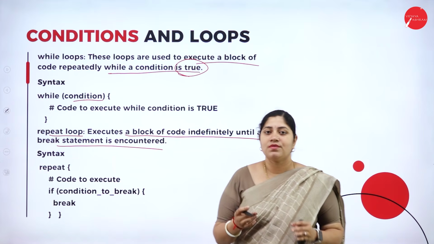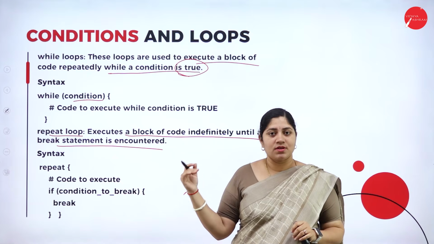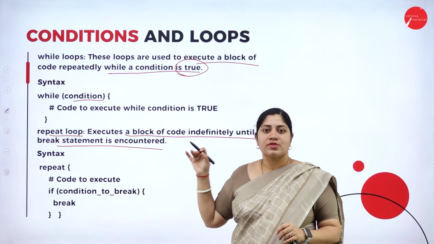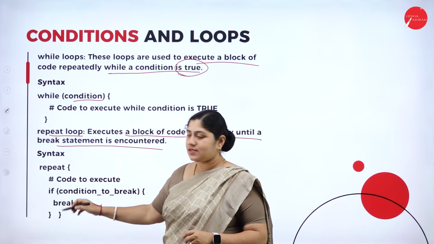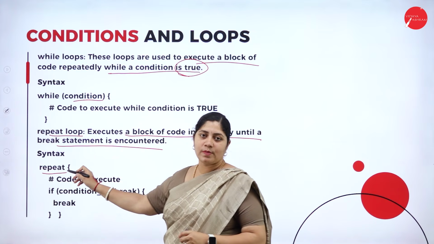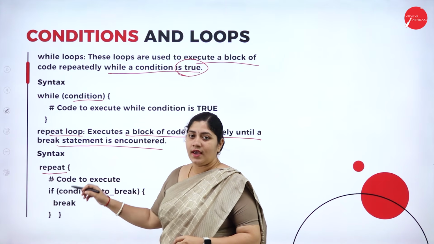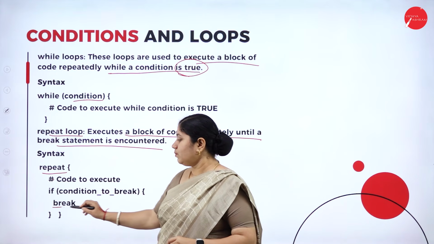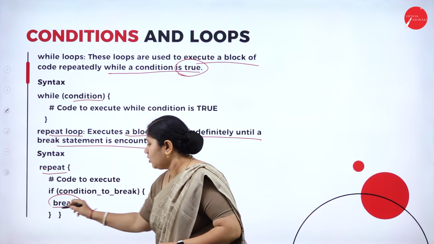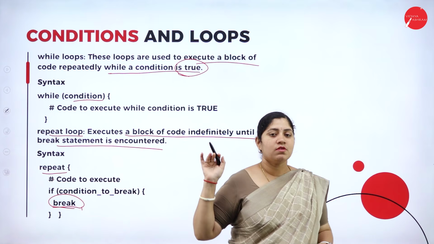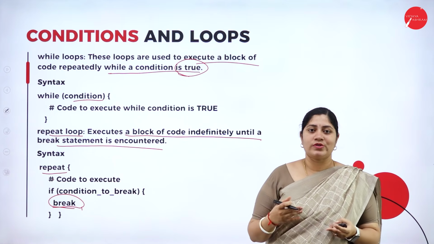Okay, over here we have to take care of the break statement. Only when it gets a break statement does the loop stop. Until then, it will keep on running. The syntax follows over here. I'll be writing a repeat loop followed by the code to execute, and I have to give a break statement. Okay, so this is a very important one. Only when I give a break will my loop stop. So this is all about conditions and loops.